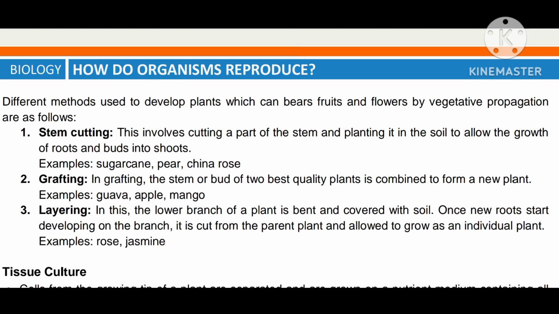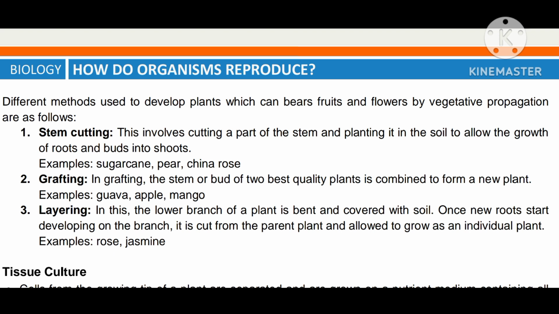By that time, we have to cut it from the parent plant and allow it to grow as an individual plant. Then we have to plant it in the soil to grow as a new individual. For example, rose and jasmine. In this way, layering is done.